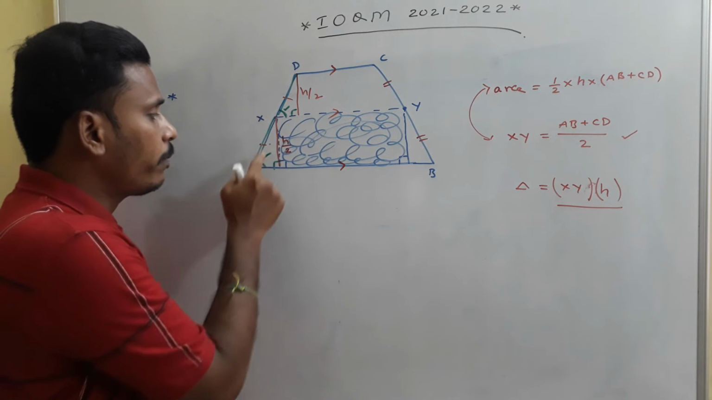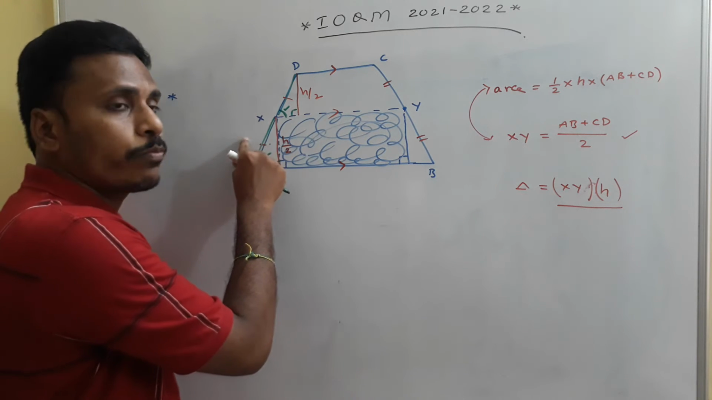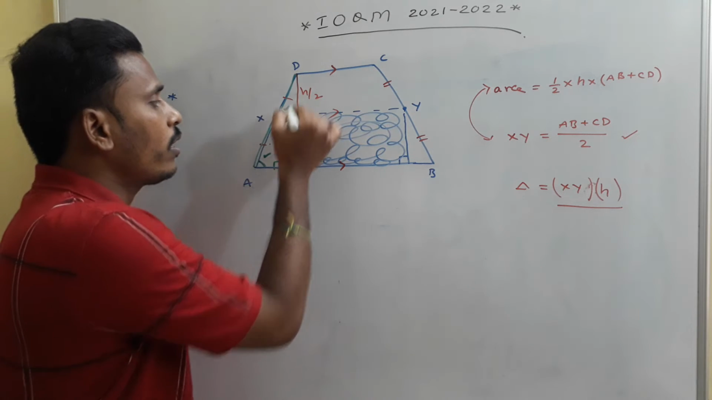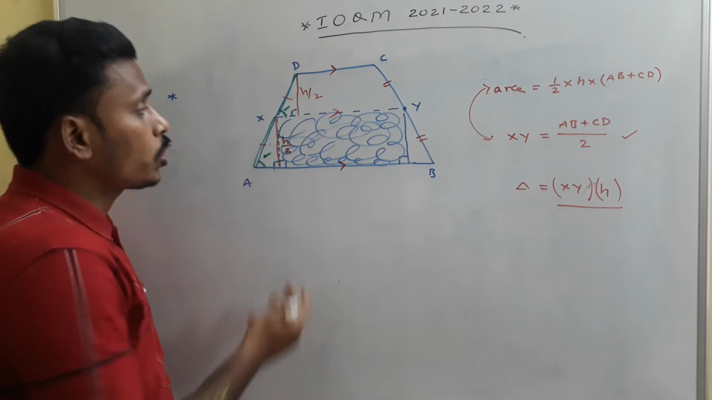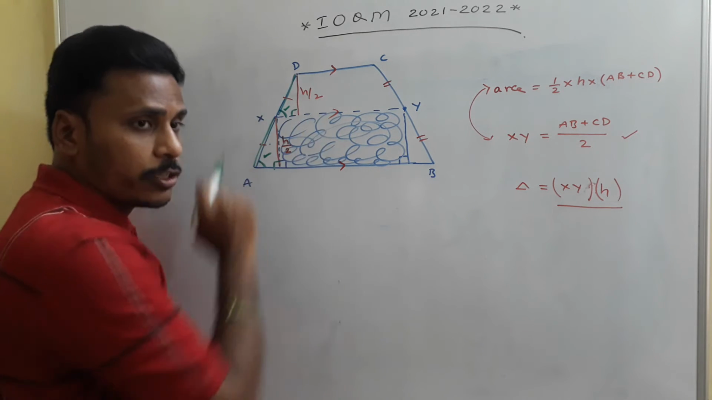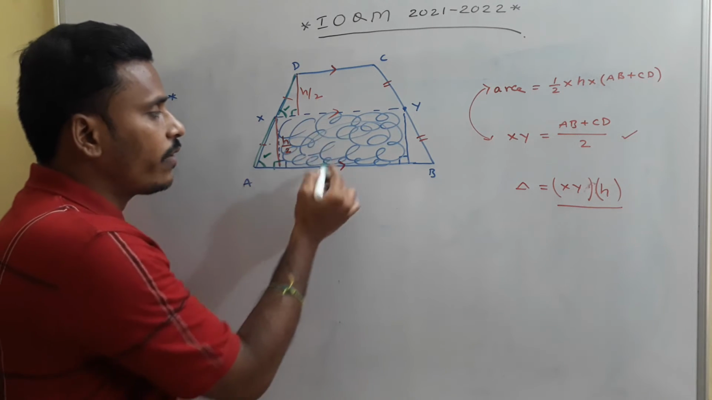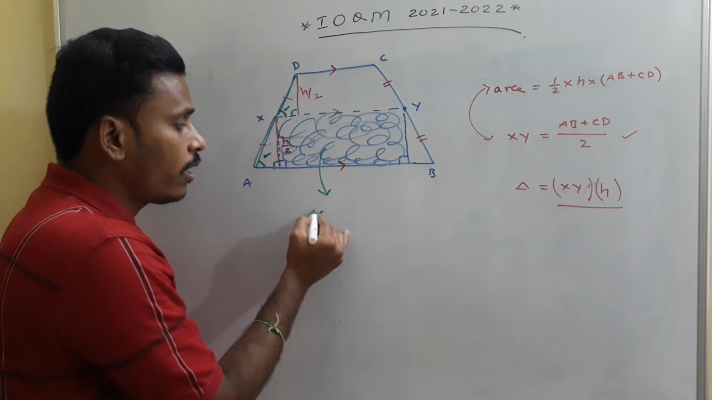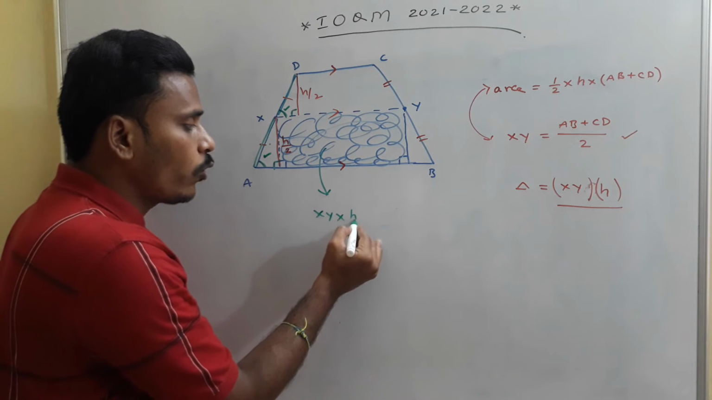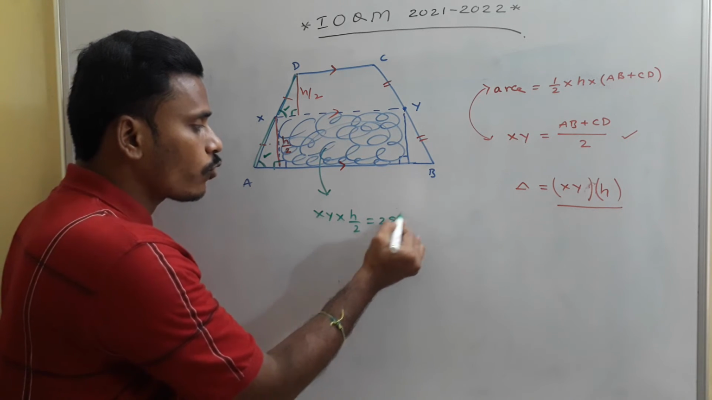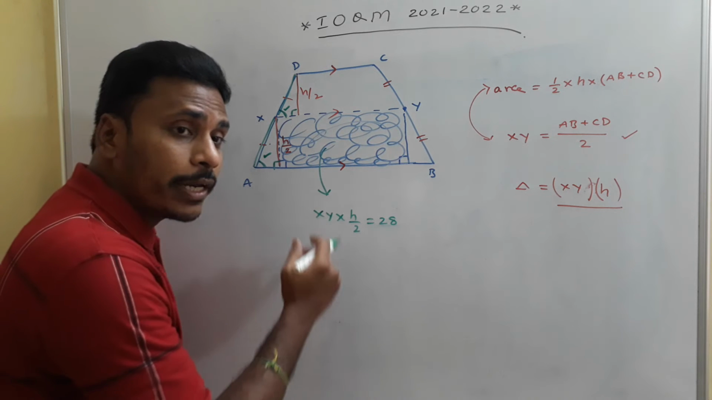See, 90, 90, these two angles are equal, these two parts are equal, these two are congruent, these two heights are also same. And so, this is h by 2, this is also h by 2. Total height is h, very clear. And as the given area of this shaded region is length into breadth, xy into h by 2, as it is given as 28. Xy into h by 2 is 28.